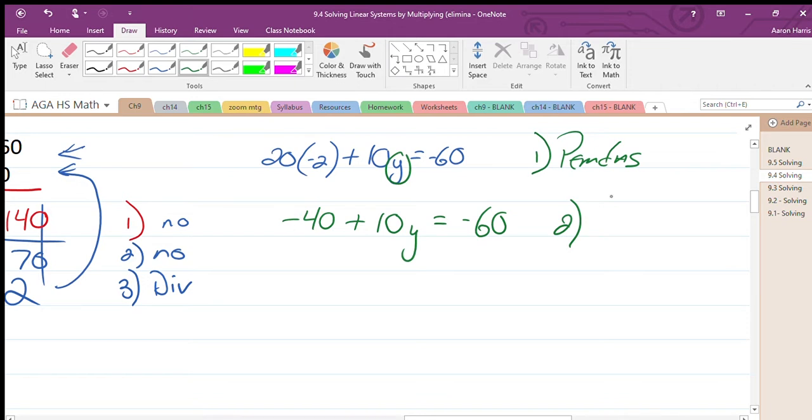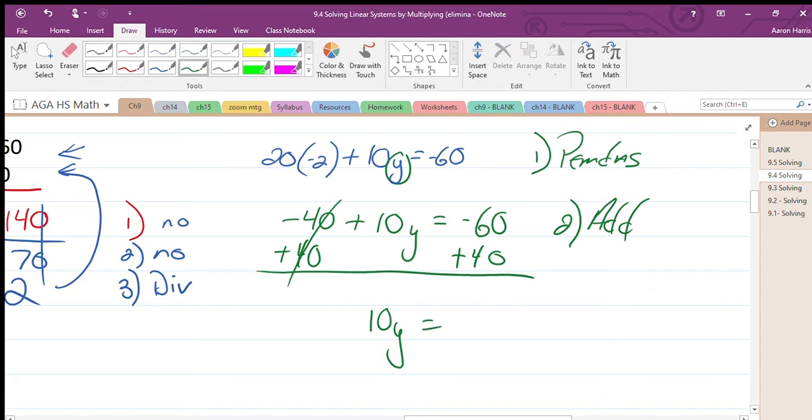So I'm going to add. All right, so I add 40, because what I do to one side I must do to the other. Cancels. I get 10y equals negative 60 plus 40. So that's just 60 minus 40 is 20, but keep the sign of the bigger number. So negative 20. Step 3, remove all multiplication division.